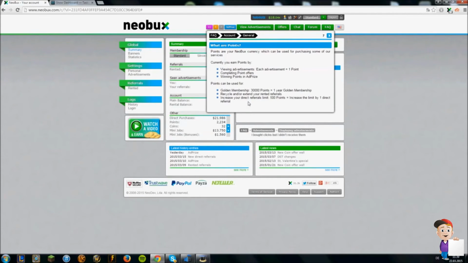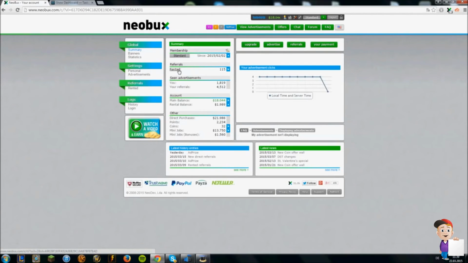So yeah, that is everything I will show you about NeoBux. I showed you every point, and yeah, I hope you understood everything and I cleared everything up for you. Patience is your key to success. Please show patience and follow this guide.